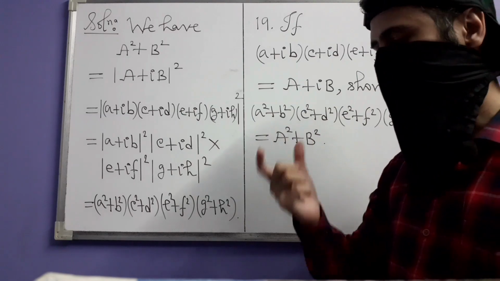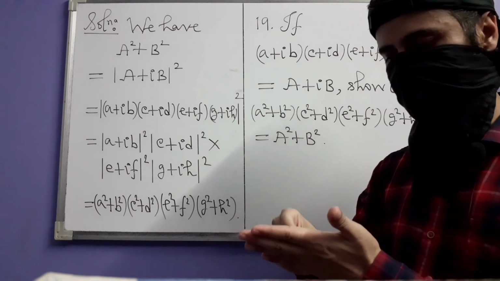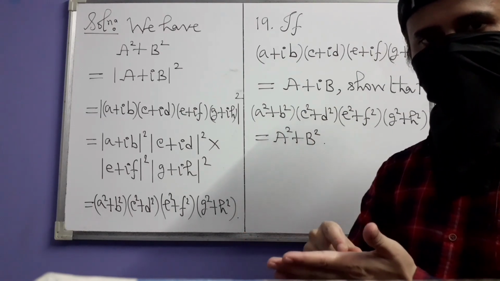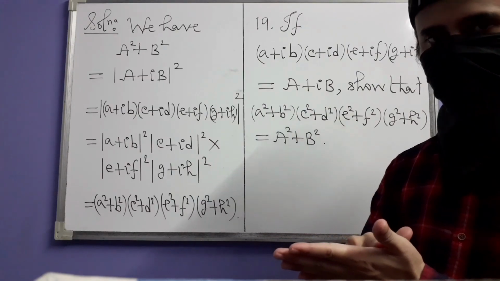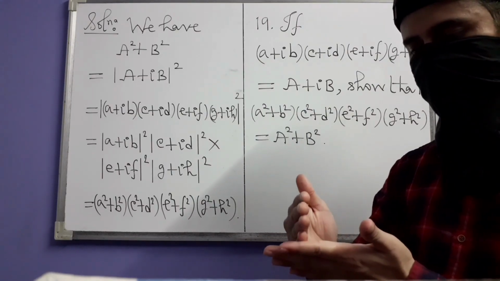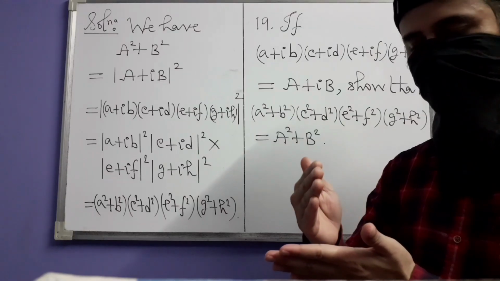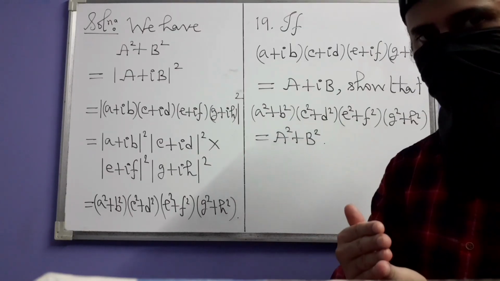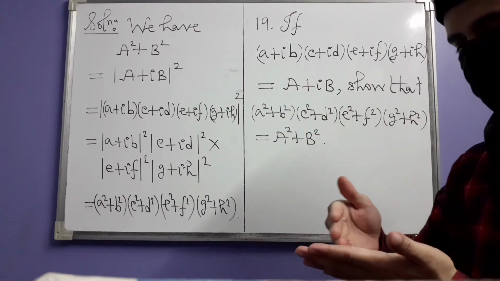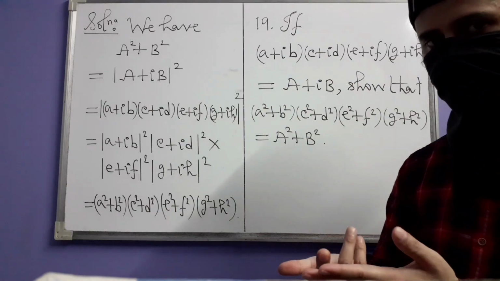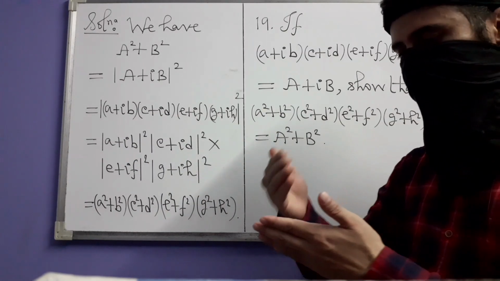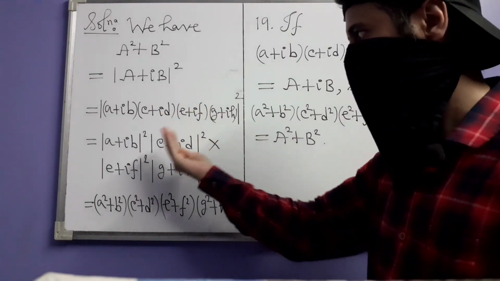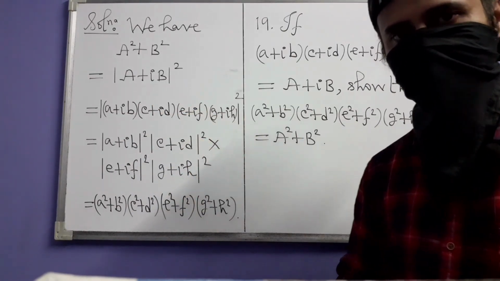Now we know this property of modulus that mod z1 z2 is equal to mod z1 mod z2. In this equation, if you take square on both sides, you get mod z1 z2 square is equal to mod z1 square times mod z2 square. And whatever is true for two complex numbers is also obviously true for four complex numbers. You can split this product like this in a few steps.